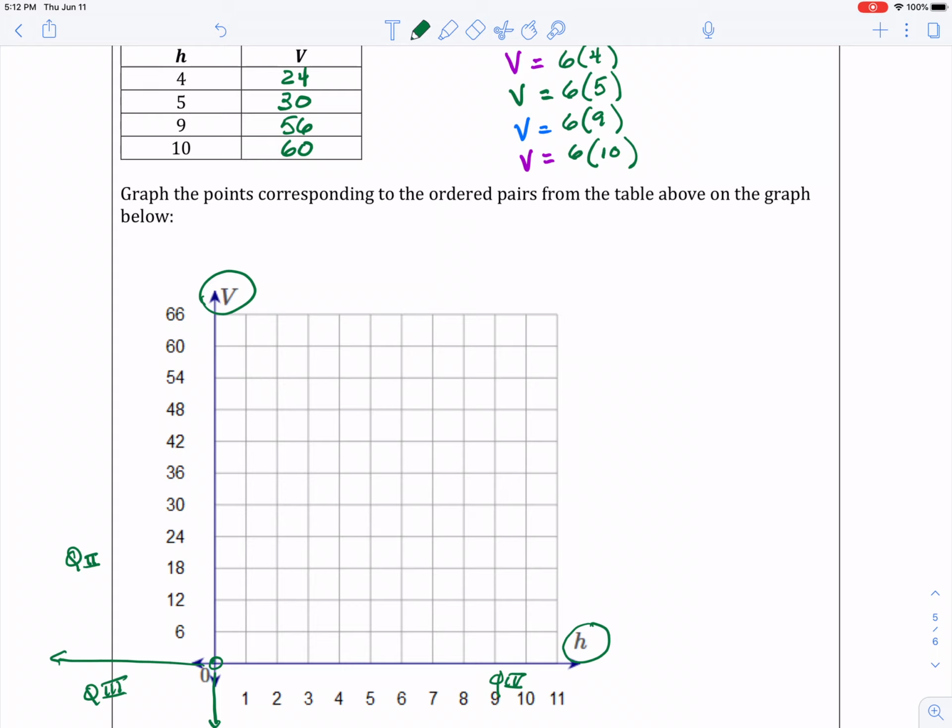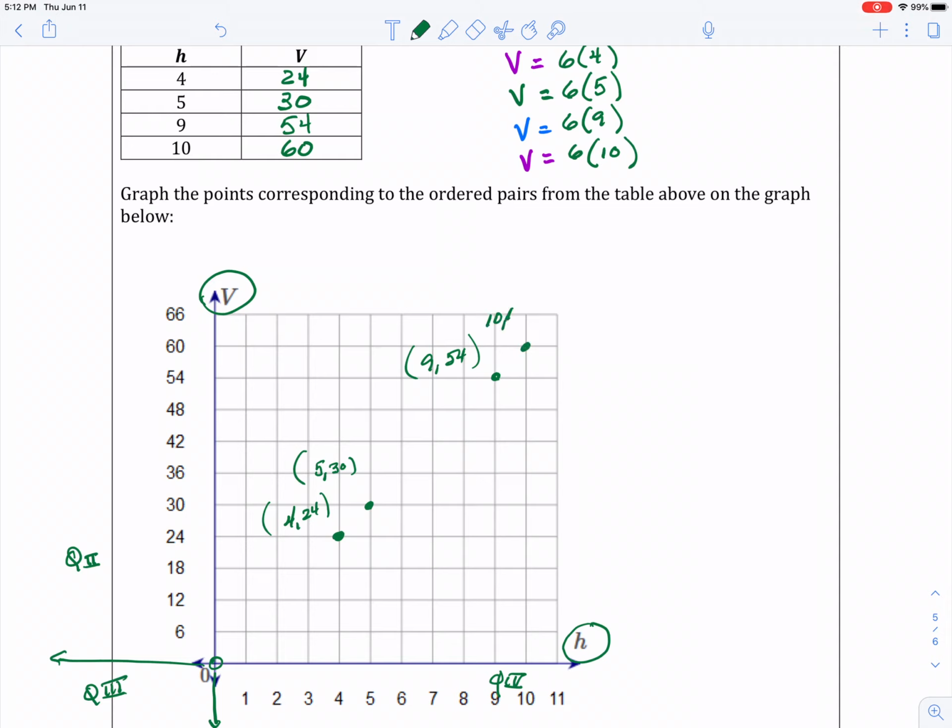So let me plot the first point. When the height is 4, the volume is 24. When the height is 5, the volume is 30. When the height is 9, the volume is 56. Sorry, I multiplied wrong. 9 times 6 is not 56. 9 times 6 is 54. And that works nicely on my graph. So 9 and 54 is right there. Glad I caught that. And 10 and 60.